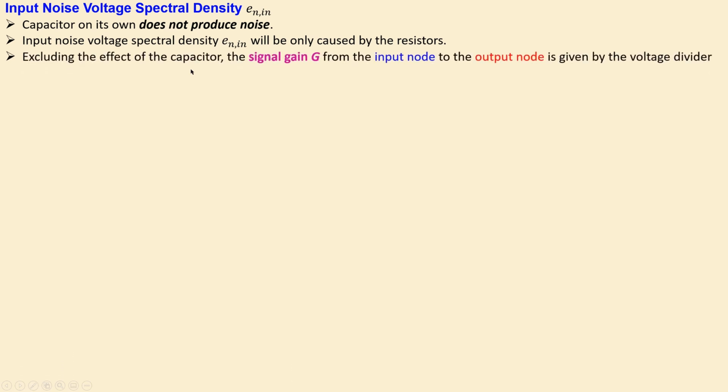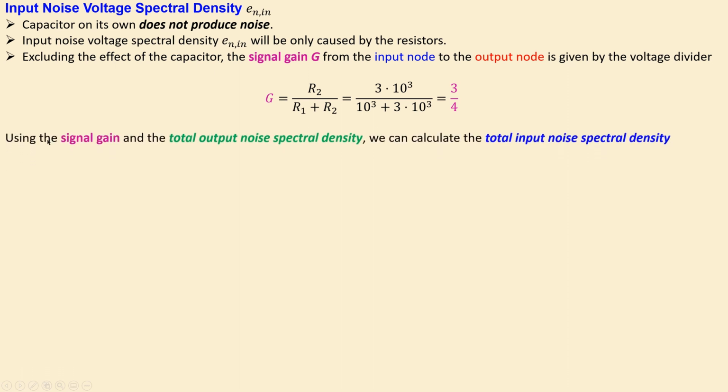So excluding the effect of the capacitor, the signal gain, which is the gain from input to output, is given by the voltage divider rule, which is R2 over R1 plus R2, which is 3 kilo ohms over 4 kilo ohms, which is 3 over 4, 0.75. So it's using signal gain and also the output noise voltage spectral density.